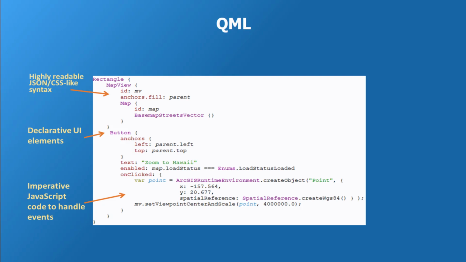But you can also have imperative JavaScript code handle events, or you can write your custom business logic in JavaScript code alongside your QML. You get dynamic property binding with JavaScript expressions, so in this case, once the map load status evaluates to being loaded, then this button would enable. So it saves you time in writing that code when you can just use property binding to do that behavior. And then we bring in the ArcGIS Runtime that fully integrates into the QML language and the Qt framework.